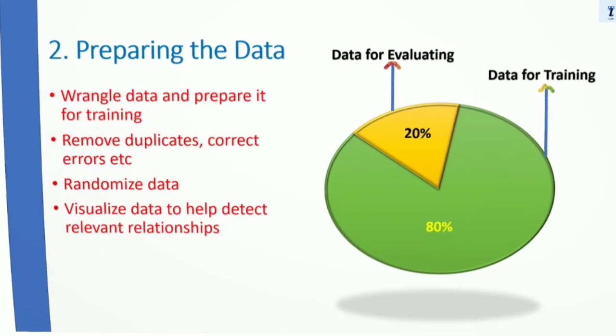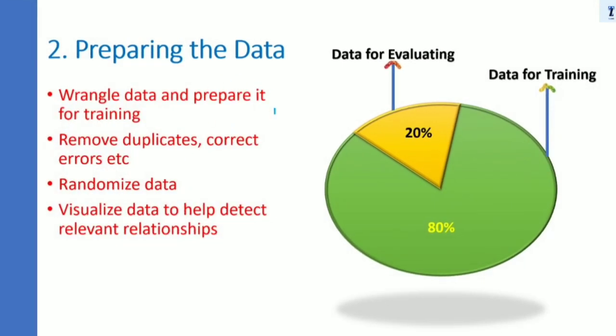So the next step is preparing the data. Okay, you have collected all the data to train your model, and after that, it is possible that there may be some duplicate data or there may be some errors and all in your data. Okay, so we have to remove all those duplicates and correct the errors, and also we have to randomize the data. That is, we have to shuffle the data before giving it to our model.